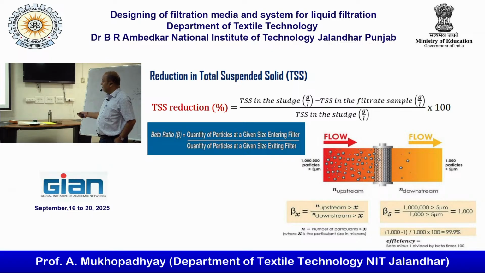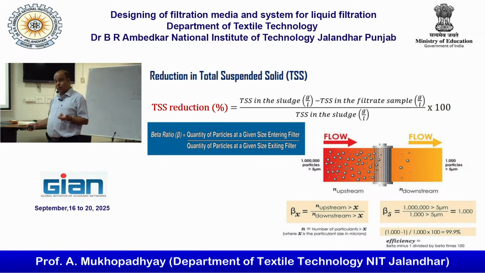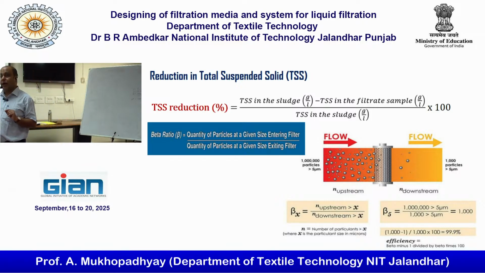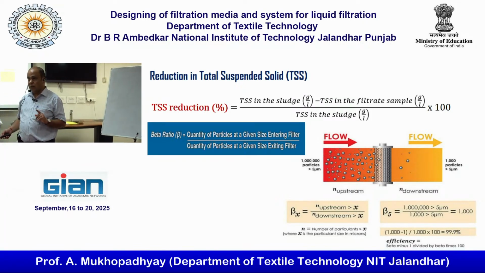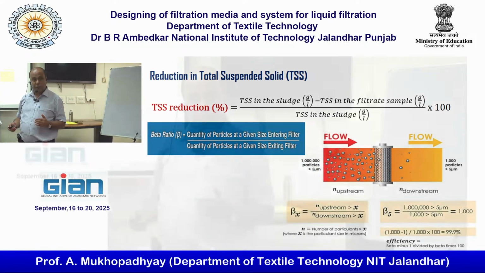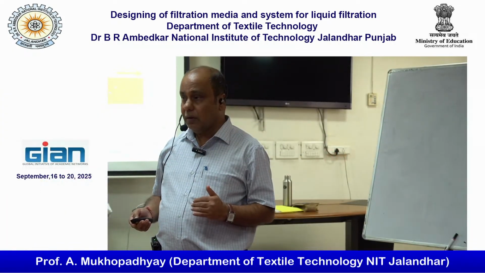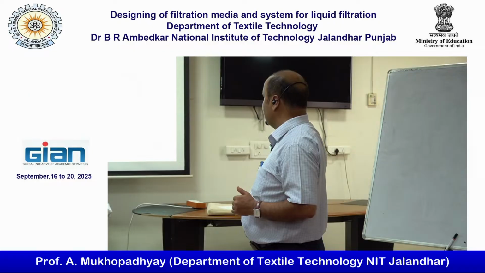So here it is in terms of mass, and in other places it is in terms of number. Which one is important and why? The why is very important for any academic research. Should I use number? Should I use the mass? You have to see the application.